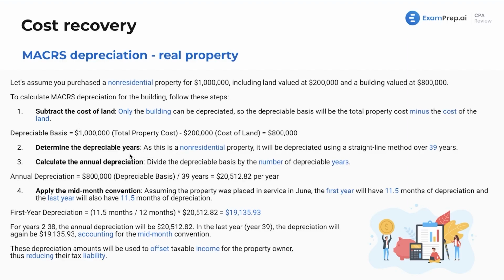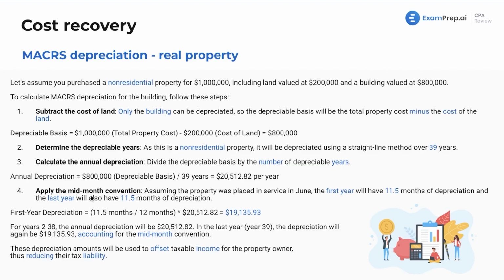Then what is the amount of depreciable years? Well, we know that for that non-residential property, that's going to be 39 years because you have that memorized by now. For sure, you got that. Calculate the annual depreciation: divide the depreciable basis by the number of depreciable years. Here is our annual depreciation, $800,000 divided by that 39 years.